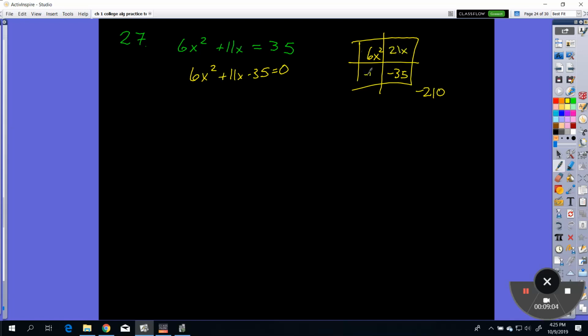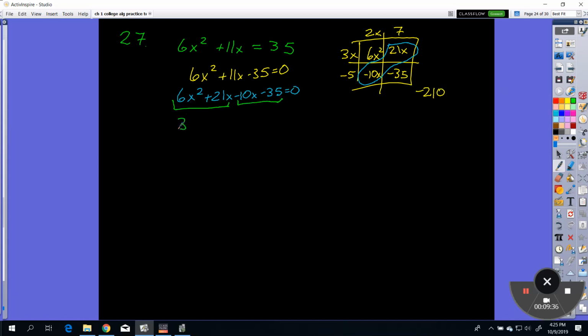21x minus 10x. 21 minus 10 is 11. This top row is all divisible by 3. So 2 times 3 makes 6, that's 7, that's negative 5. Or if you want to do it a different way, you could replace 11 with those two numbers. So you have 6x squared plus 21x minus 10x minus 35 equals 0, and then factor by grouping.